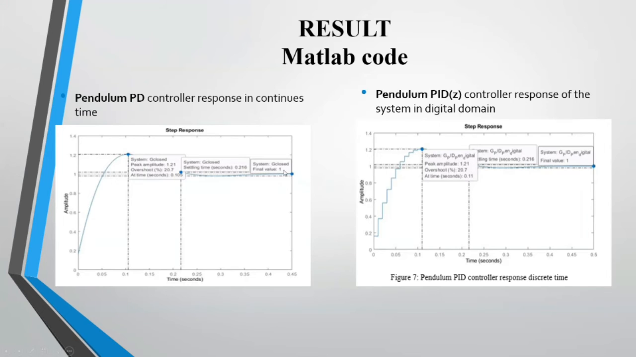After this, we convert the system to the Z domain, and we can see here in figure 7 the same system response, with a peak amplitude of 1.2, an overshoot of 0.21, and a settling time of 0.126. So after we convert everything from the S domain to the Z domain, we obtain the same overshoot and settling time. Next.